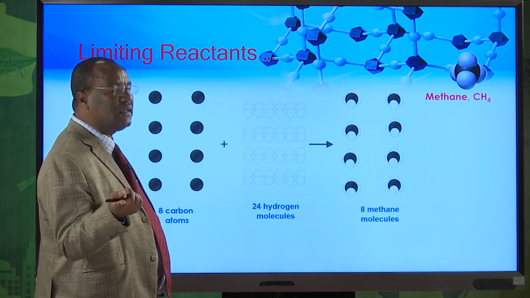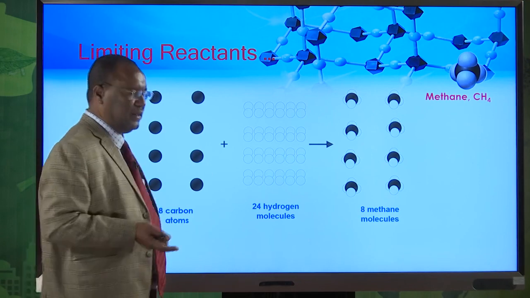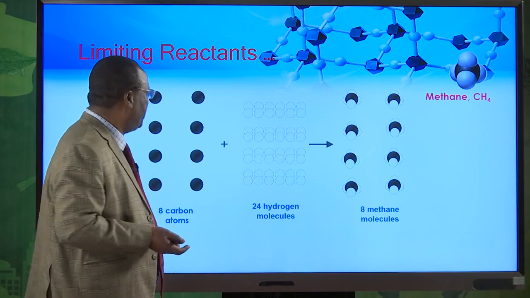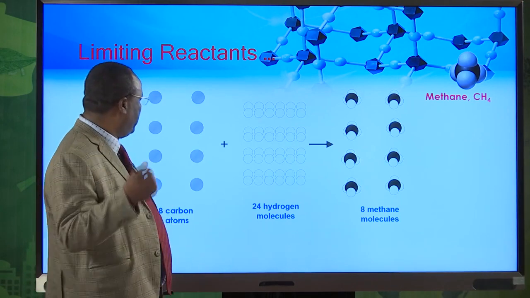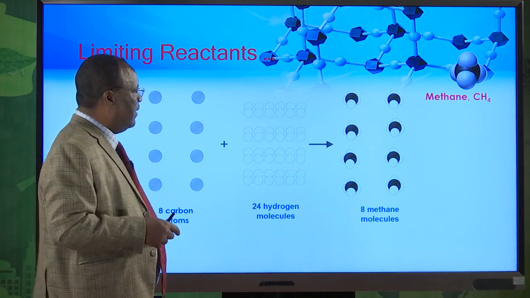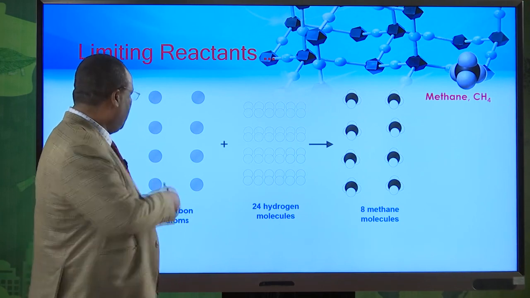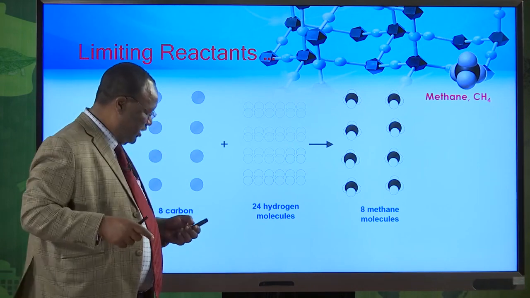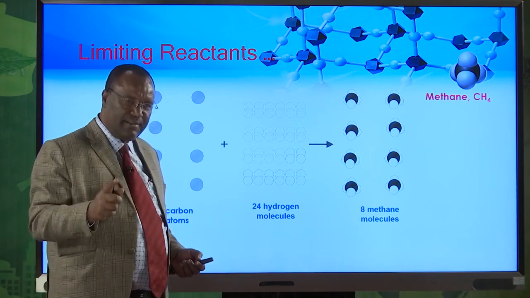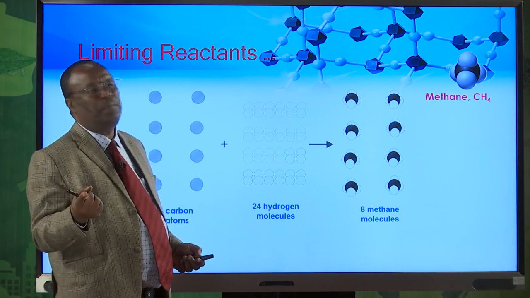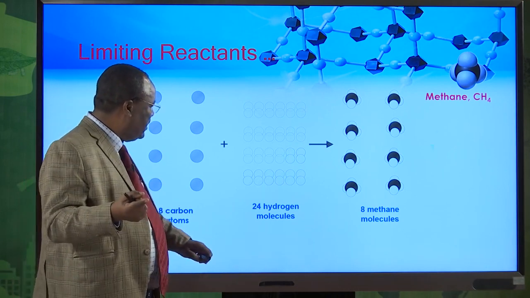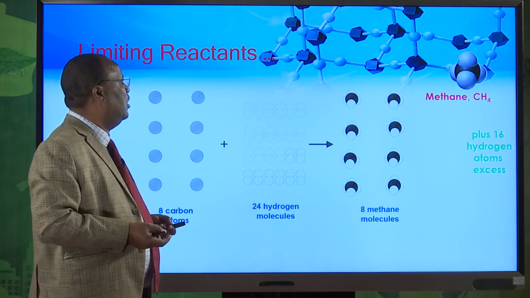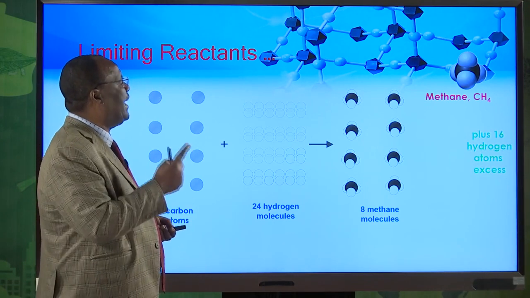Which one is the limiting reactant and which one is the excess reactant in this reaction, the production of methane, because of the reaction between the hydrogen molecules and carbon atoms? The number of carbon atoms is given, and hydrogen molecules are there. What remains in excess? What is totally used up? So which one is the limiting reactant in this reaction? Plus 16 hydrogen atoms in excess.